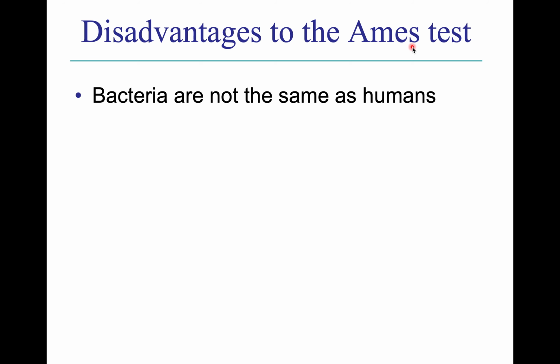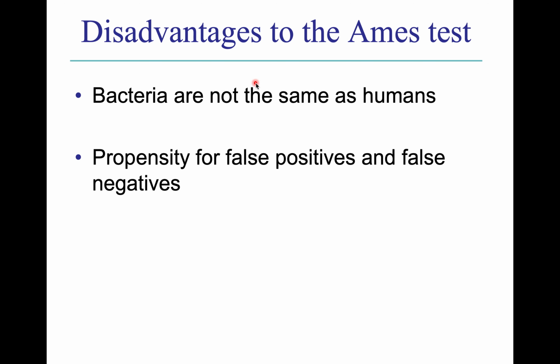So the Ames test is great and can be used to supplement animal models, animal testing. But of course, if we're worried about mice not being the same as humans, bacteria are definitely not the same as humans. But that being said, something that mutates bacterial DNA is also going to mutate animal DNA. So in that sense, it is a very strong test.